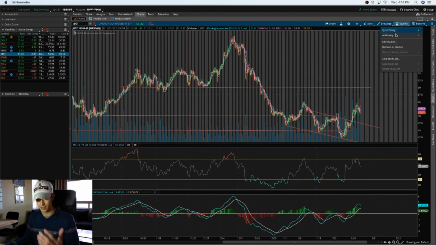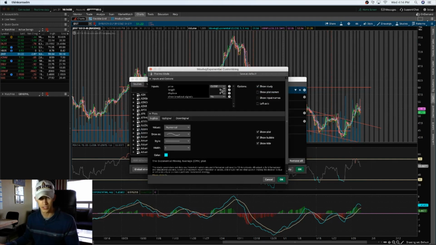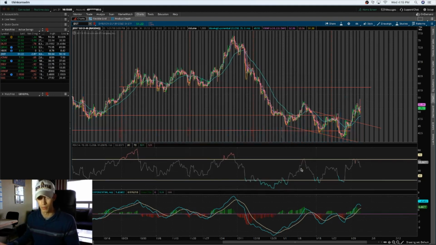But now if I, again, go back to the edit studies and I change this instead of the 5 or the 9, and I change this to a length of 30 or even 25, just a little bit more loose, but not as loose as it was before.